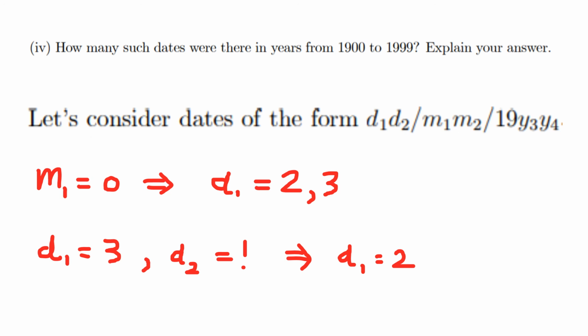Okay, so let's try it out with a 3. If D1 is 3, D2 doesn't work out, does it? If D1 is 3, that means it's the 30th or the 31st. And we've already used up the 1, so that doesn't work. So it must be the other option, which is that D1 is 2. So we must start off on the 20th of something. Okay, so there's the basic idea. It's the 20th of 0 something, 19 something something. Okay, right, let's analyse that in a little more detail.